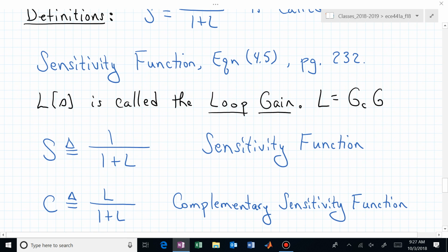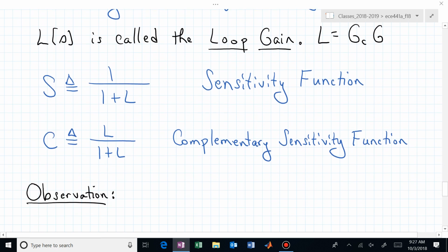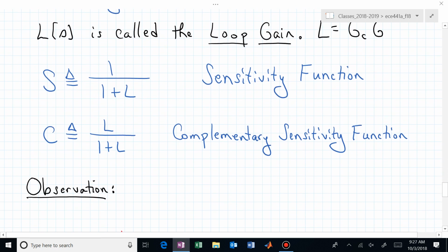Complementary sensitivity function, try to say that fast. Well, I'm curious what that sounds like at triple speed, which is what people listen to this at, apparently. C is now L over 1 plus L. What happens if we combine S and C? What if we add them up?